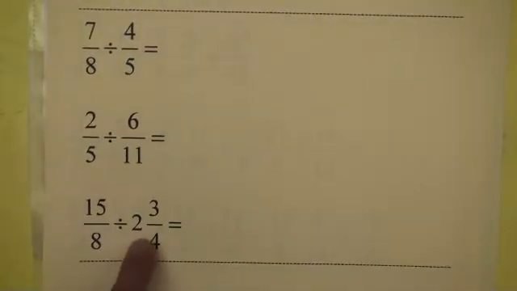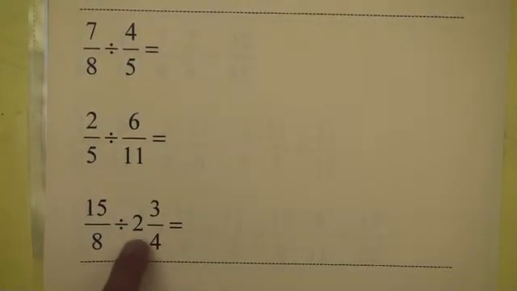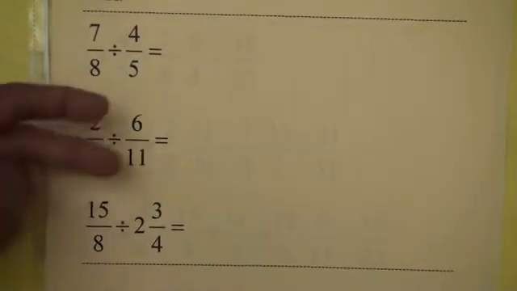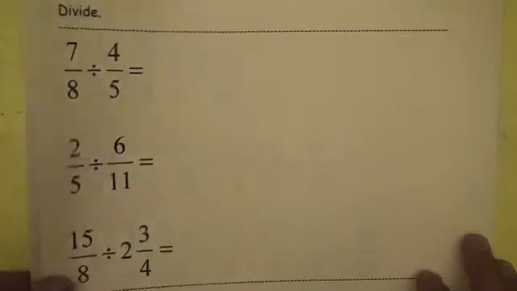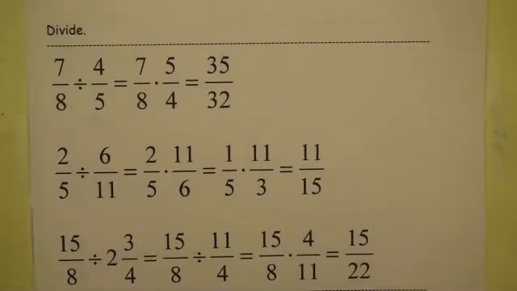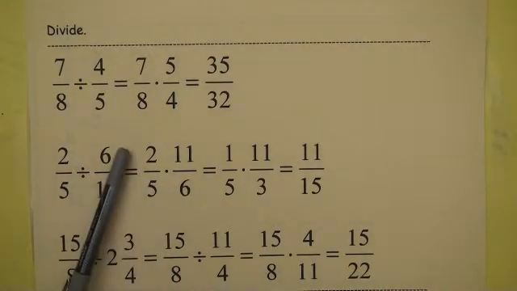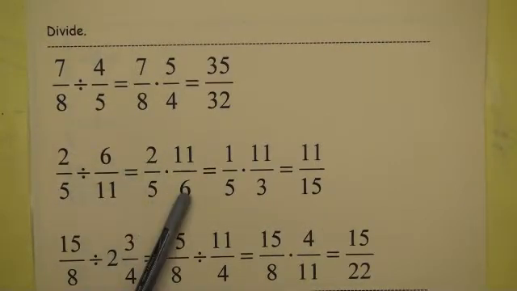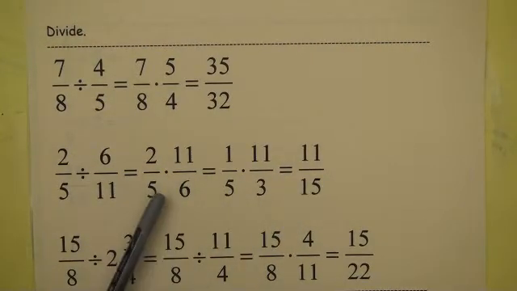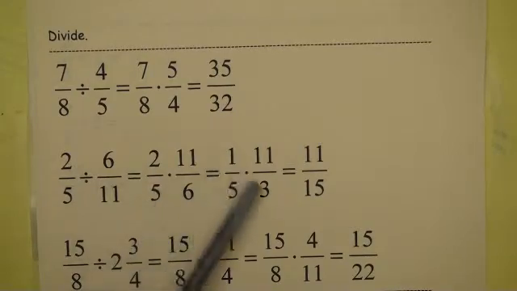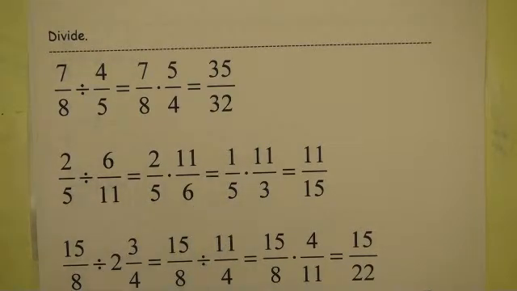We're actually going to change this to an improper fraction first so that we can actually perform this reciprocal situation that we've discovered. So 7/8 divided by 4/5 would equal 7/8 times 5/4, which will give us 35 over 32. Then we can do 2/5 divided by 6/11, so we can change that to 2/5 times 11 over 6. We can multiply across, 22 over 30, which will give us 11 over 15, or cancel the 2 over 6, 1 down to a 3, therefore 11 over 15.